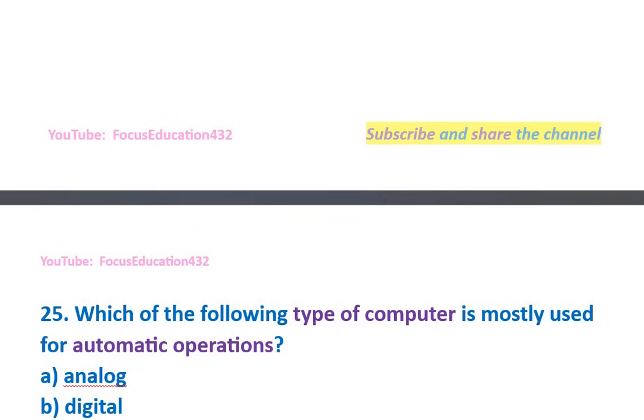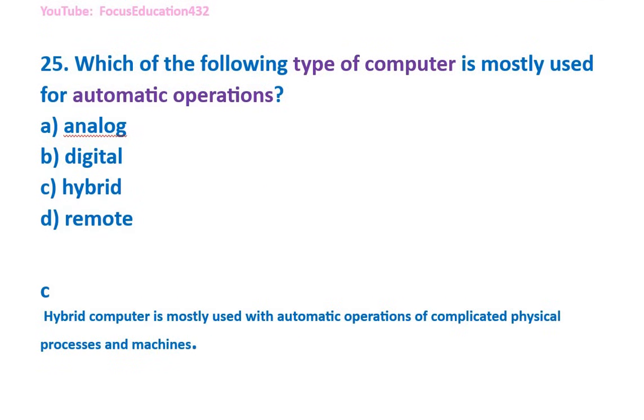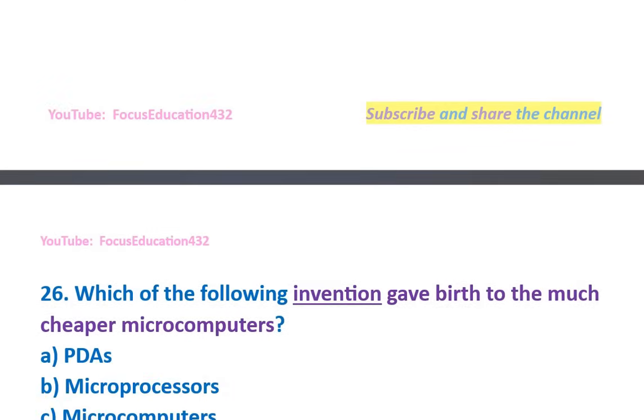Now coming to the next question. Which of the following types of computer is mostly used for automatic operations? Right? Automatic operations means hybrid computer. A hybrid computer is a combination of analog and digital. So a hybrid computer is used to automate. It processes everything directly without human intervention. Most of the time, human intervention is not needed.